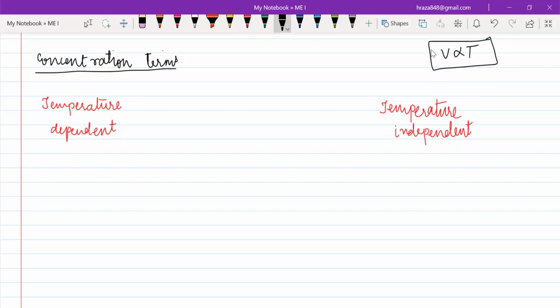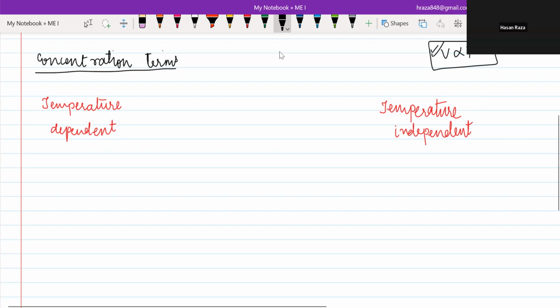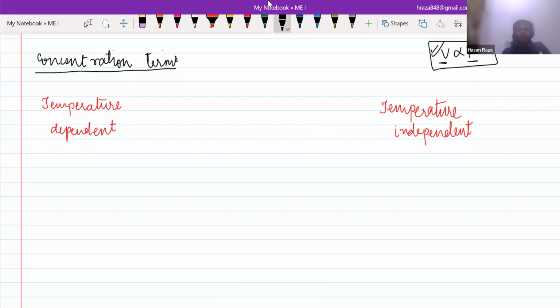That means the concentration term which has volume in its expression will be dependent on volume, and indirectly it will be dependent on temperature. Is that clear to both of you? What I want to say is that volume is directly proportional to temperature. That means in any concentration term, if volume is present in the expression, it depends upon the volume, and indirectly it also depends upon temperature.